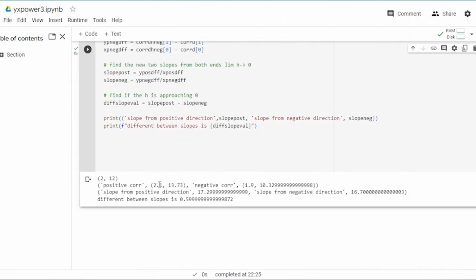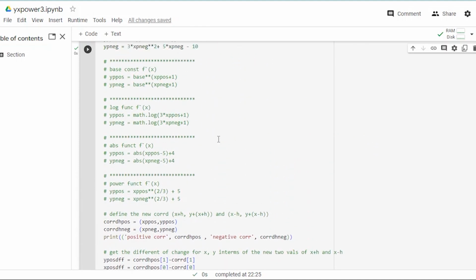So let's see now, I just add 0.10. It's quite a bit big step actually but let's see what the slope looks like. So I add 0.10 to the 2, and subtract it, and then I plugged in and I get two new values, subtract from each other, and get the slope from the positive side was 17.29 and from the negative side was 16.70. So there is 0.5 difference between them, so they are quite a bit different.